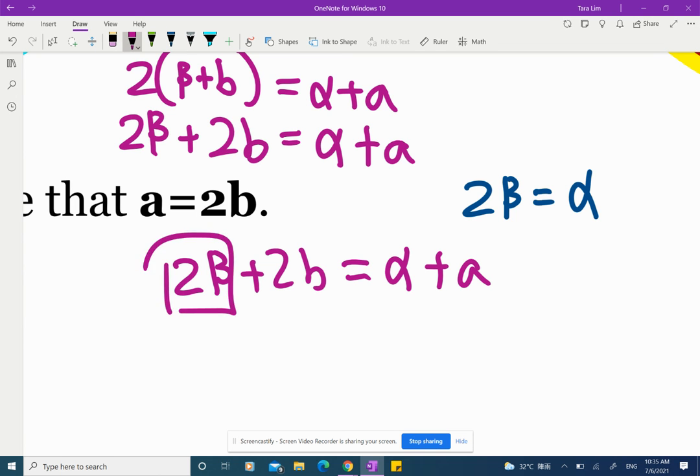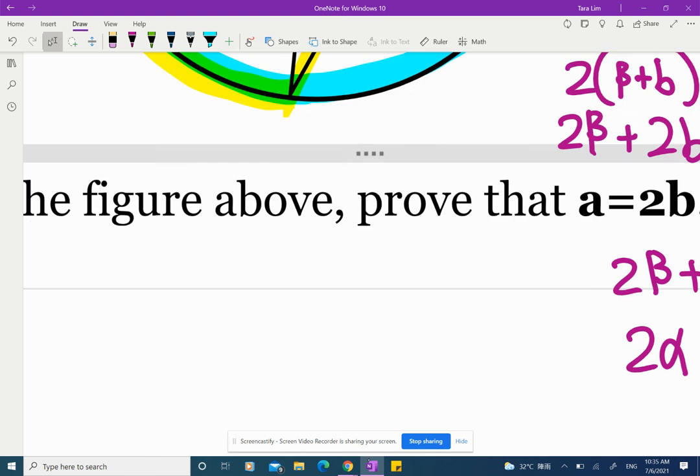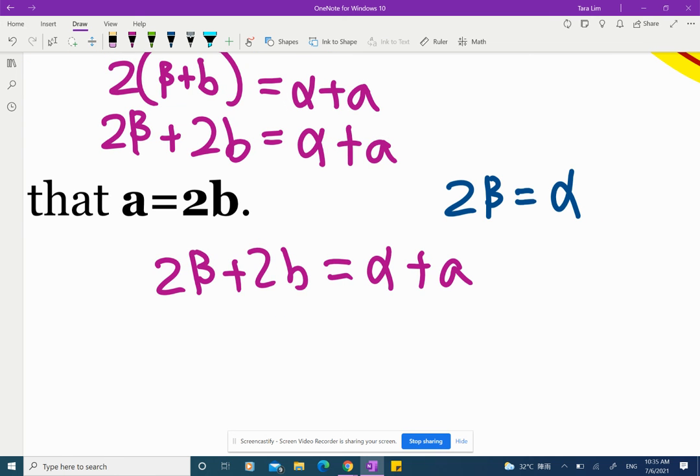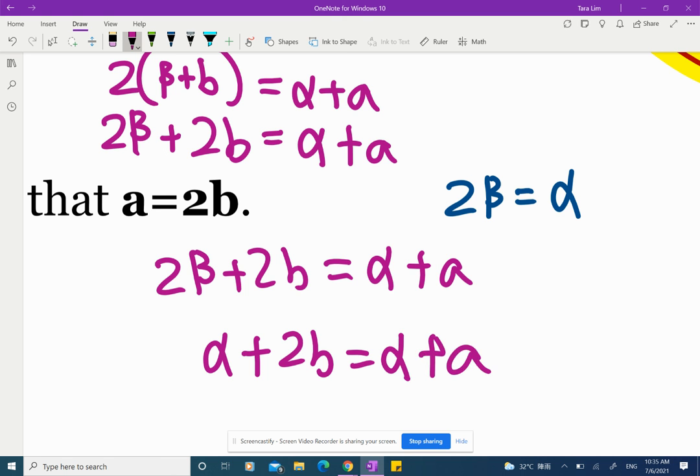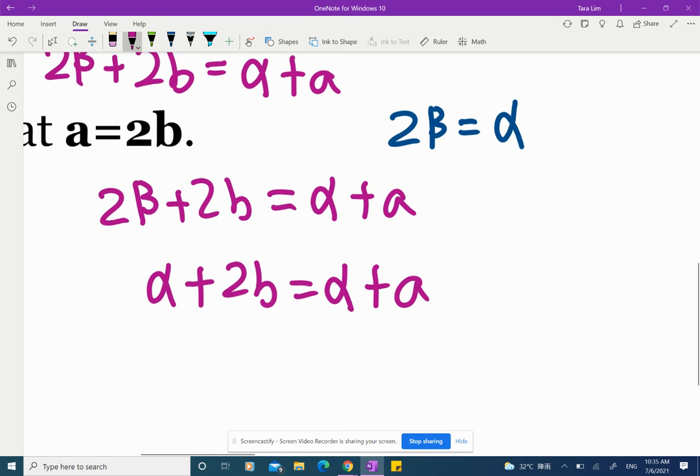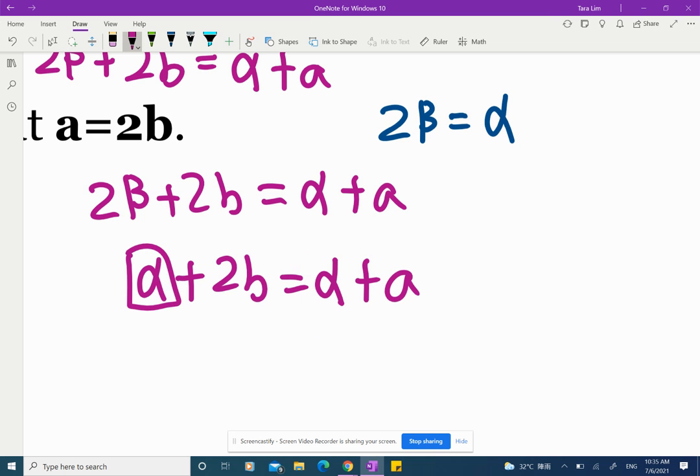We see this 2 beta here, so that means we can substitute this into alpha. We know that 2 beta is equal to alpha. So we spot this 2 beta here. This represents alpha. So we substitute the 2 beta into alpha. So alpha plus 2b is equal to alpha plus A. Now, do you notice something similar here? We can see there's 2 alpha. They're the same, so we can cross them out, and it leaves us 2b is equal to A.